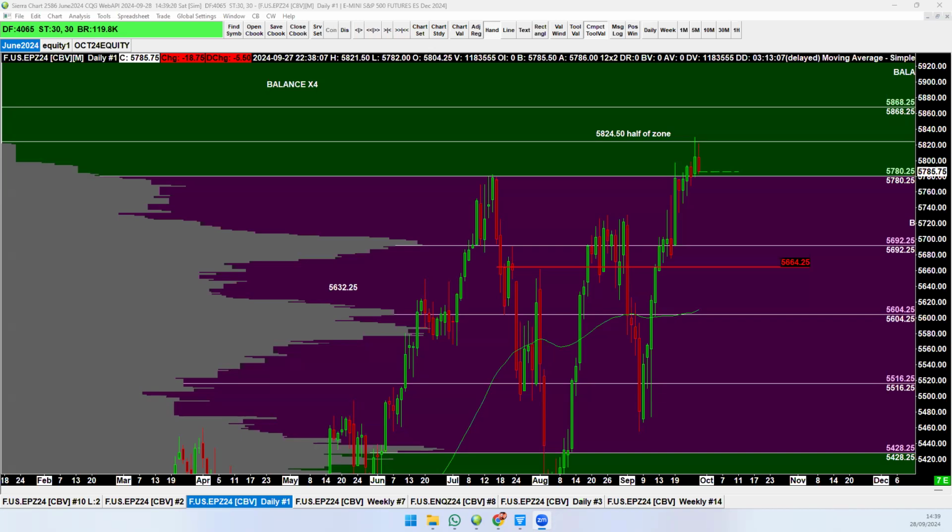Let's get into it with the ES and see what we have to expect. We have some levels for short term and for longer term traders to look at. So let's start out on the daily.